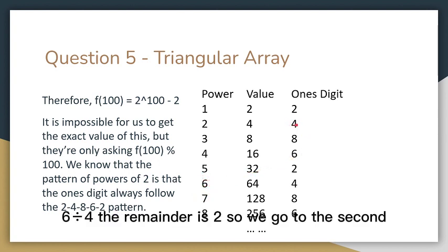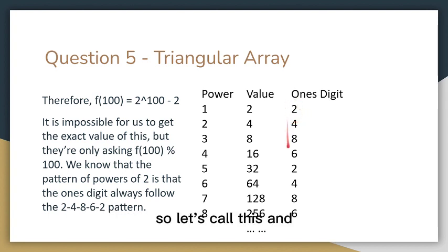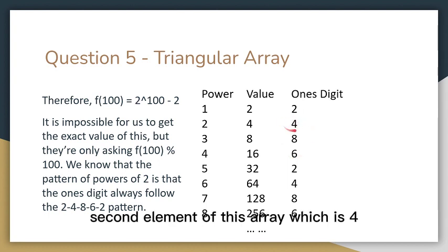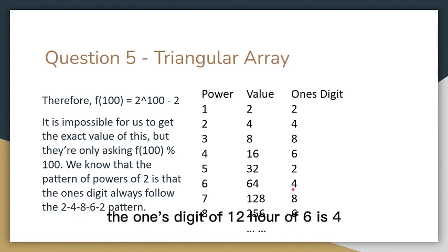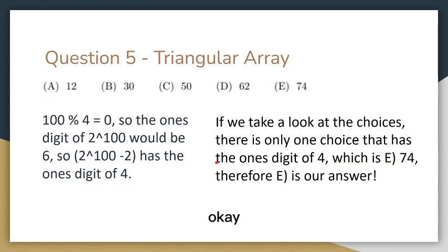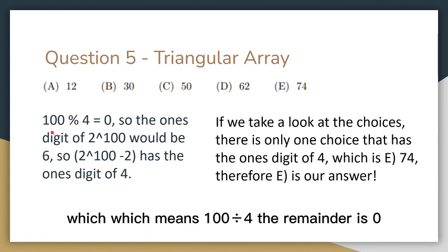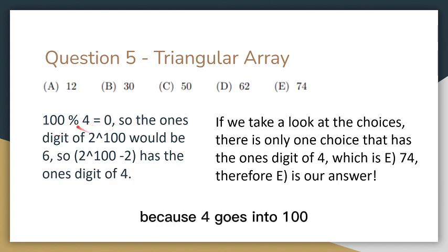So we go to the second element of this array, which is 4. And we see the ones digit of 2 to the power of 6 is 4. Okay, so now it's really simple. 100 modulus 4, which means 100 divided by 4, the remainder is 0, because 4 goes into 100.